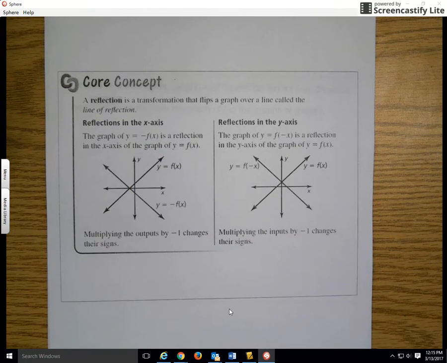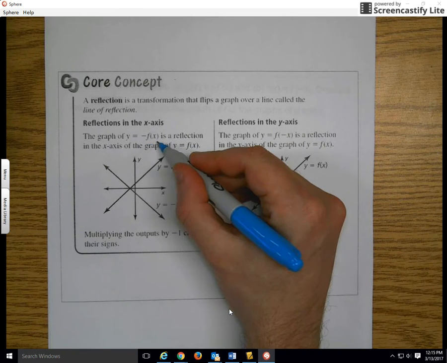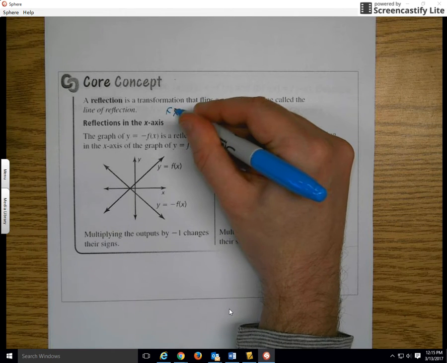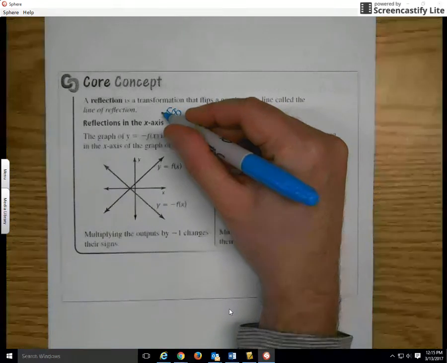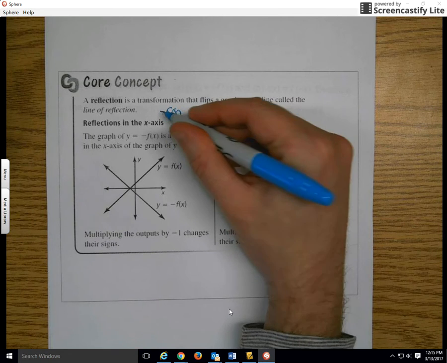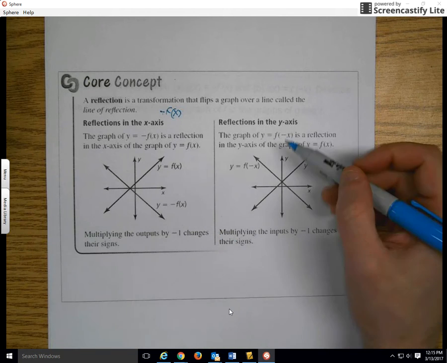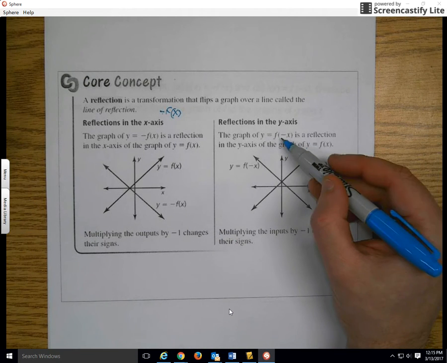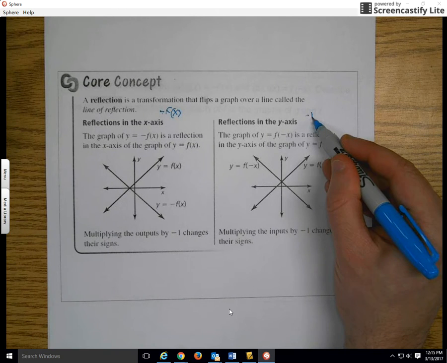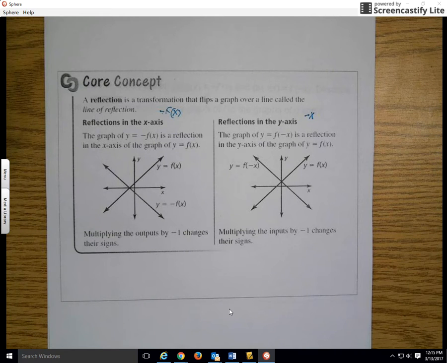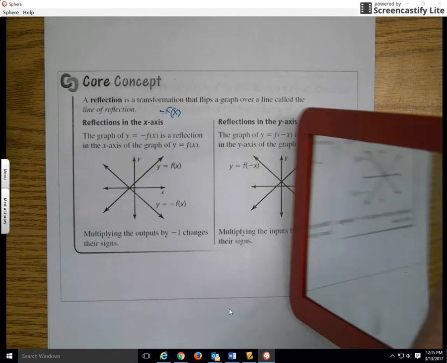So when we're talking about a negative f of x, remember f of x is the same thing as y. Let's review. And so a negative f of x is like changing the y. And that would reflect on the x-axis. But reflection in the y-axis is changing the inside of the parentheses. So that's like changing the x to a negative. And that would reflect on the y-axis. So it would reflect like this.